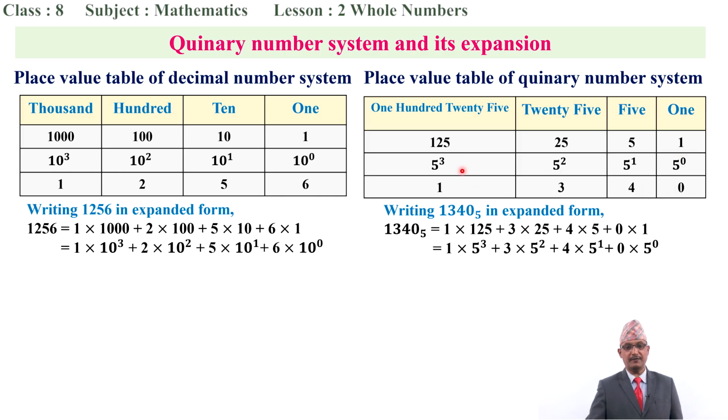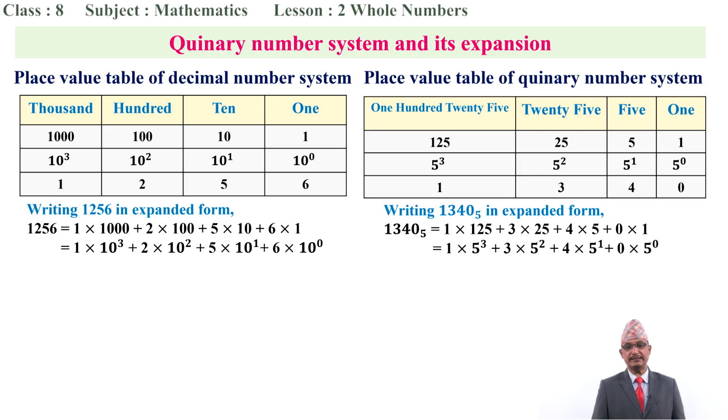125 can be written as 5 cube, 25 can be written as 5 square, 5 can be written as 5 to the power 1, so 4 times 5 to the power 1, and 0 times 1 can be written as 5 to the power 0, because anything to the power 0 equals 1 except 0.